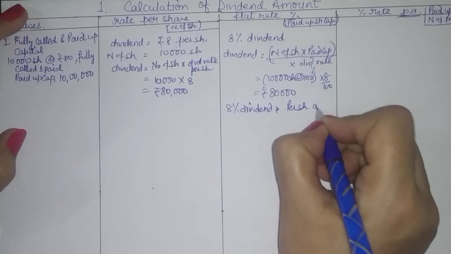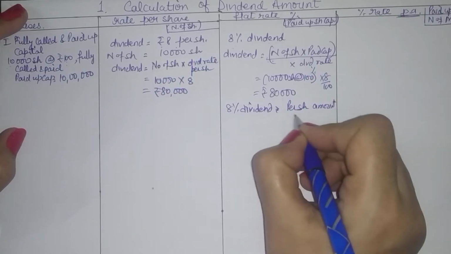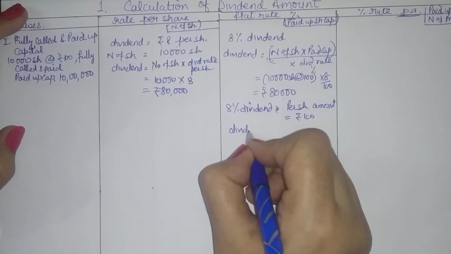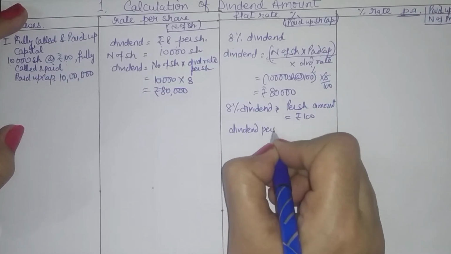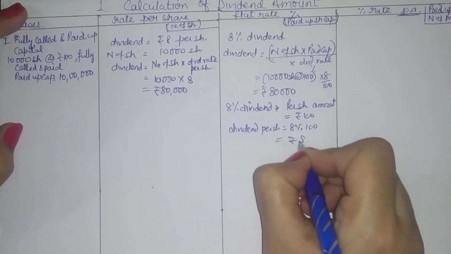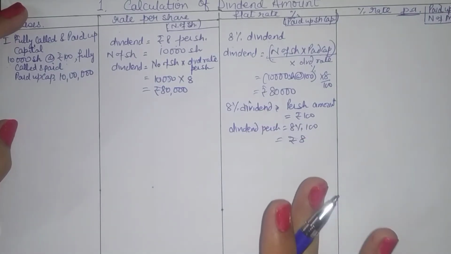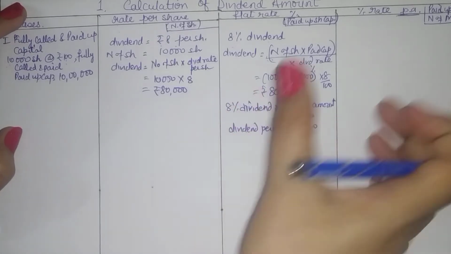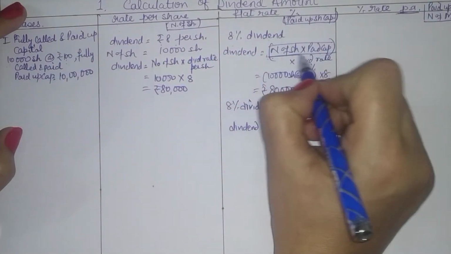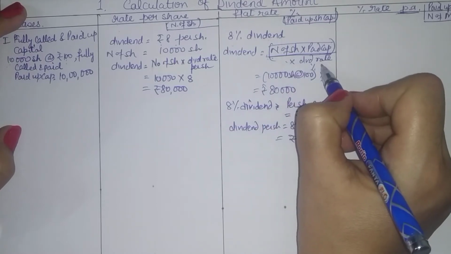So if it is 8% dividend, then per share amount is 100 rupees. So dividend per share can easily be taken as 8% of 100, that is 8 rupees. So you have 8 rupees of dividend being declared. But there is no need for this. We can easily take up paid up share capital. This is your paid up share capital into dividend rate per share.